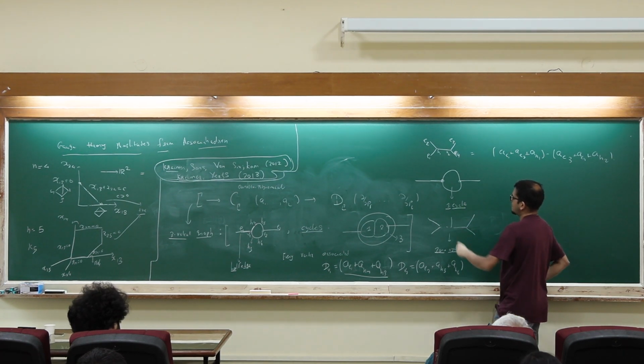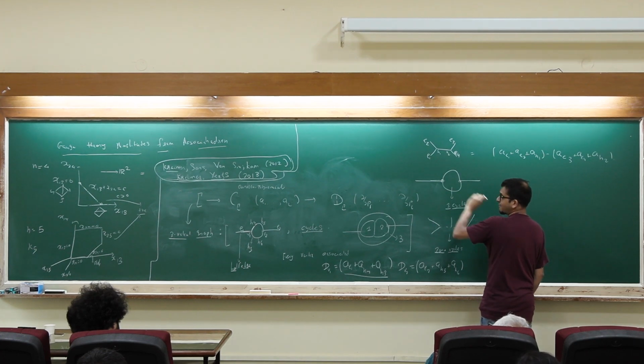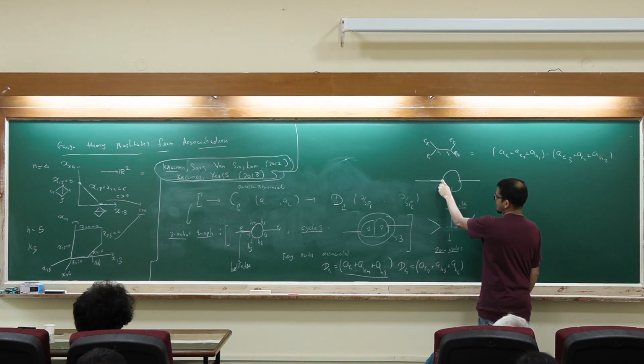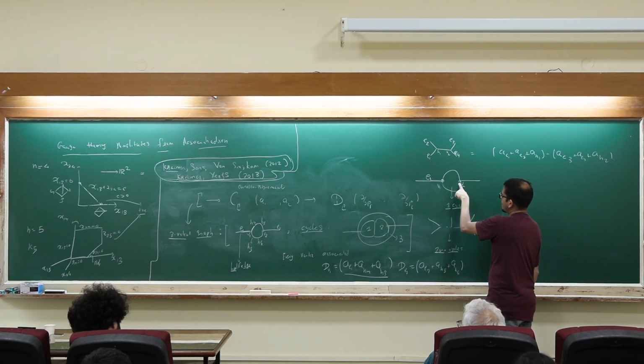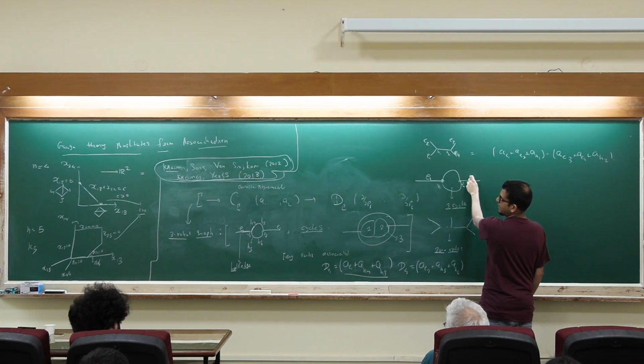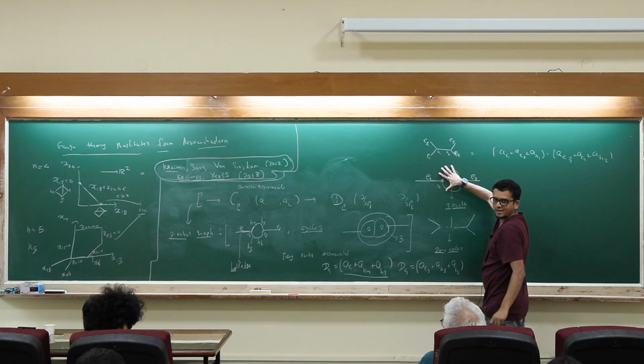And you see that because it is a trivalent graph, at every vertex there is a unique edge which is not part of the cycle. So at this vertex there is only one edge, which is E1, which is not part of this cycle, and at V2 there is an edge which we called A2, which is not part of the cycle.